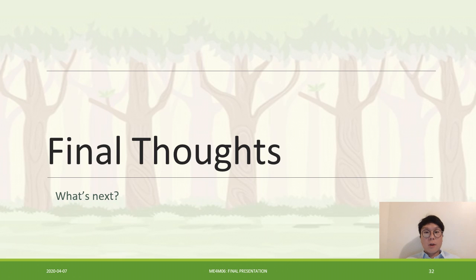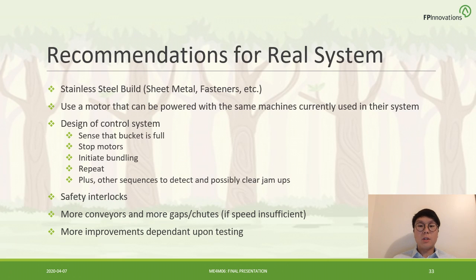Moving on, we can talk about the final thoughts of our project. So what's next and what happens after we finish our prototype? Recommendations for a real system include using stainless steel material for the entire design instead of using wood, since it's more weatherproof and robust. As well, an overlying well-designed control system can be developed where it's able to detect when the bucket below the chute is full, disengage the conveyors, initiate the bundling process and repeat the whole thing again, which would be beneficial.